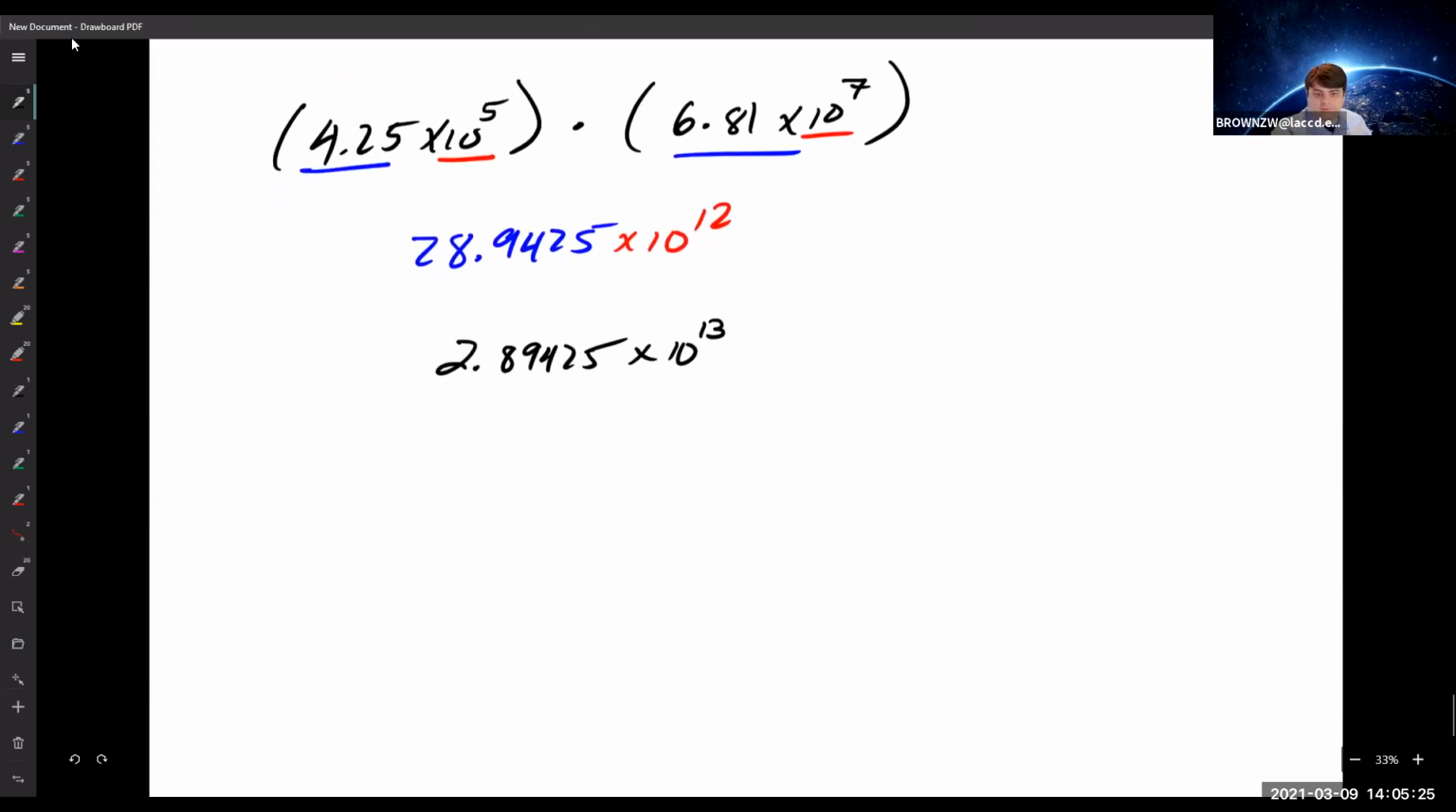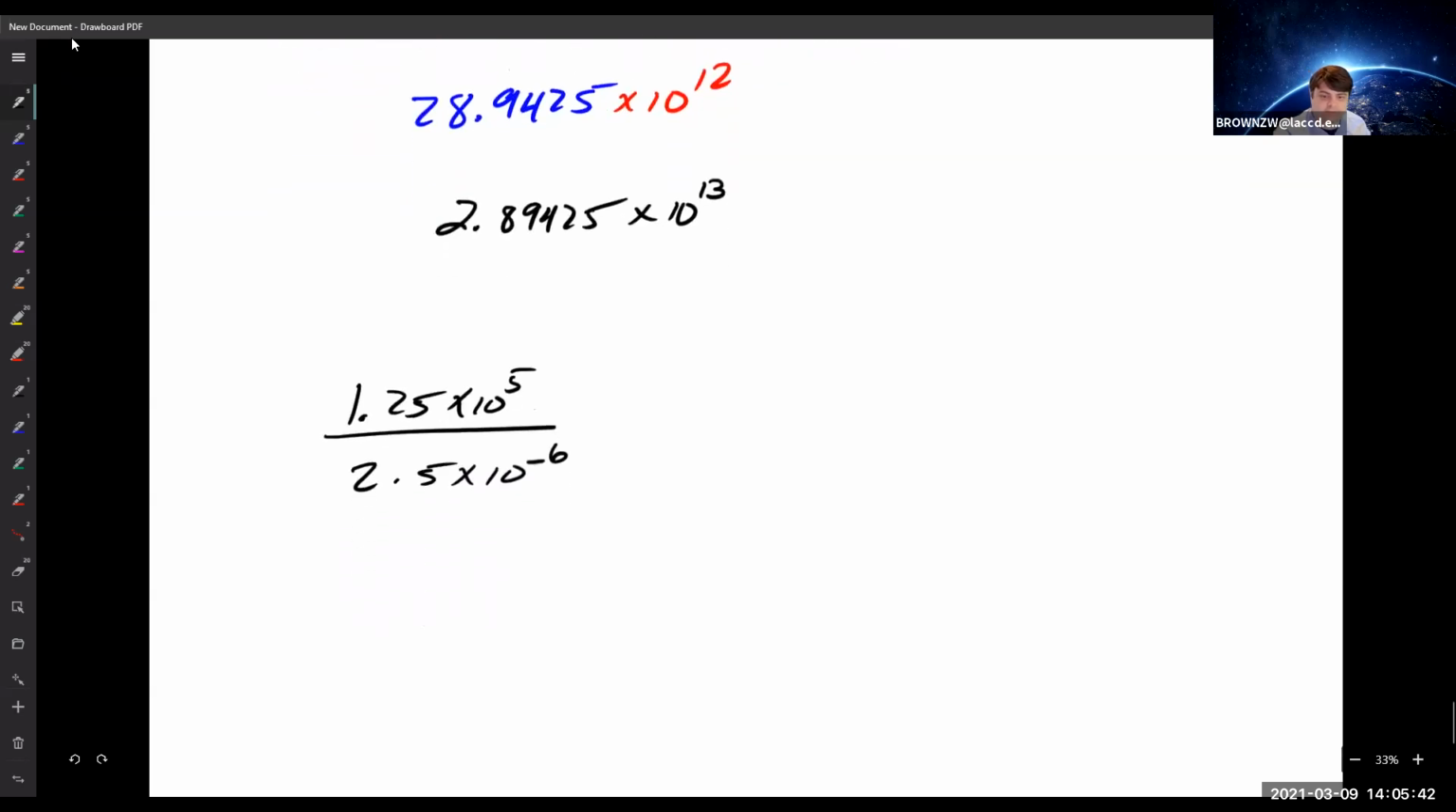Let's do one more of these. Let's talk about division. Oops, wrong way. Times 10 to the 6. So once again, in terms of dividing, first you're going to do the first bit. We're going to take 1.25 divided by 2.5, which leaves you with 0.5.